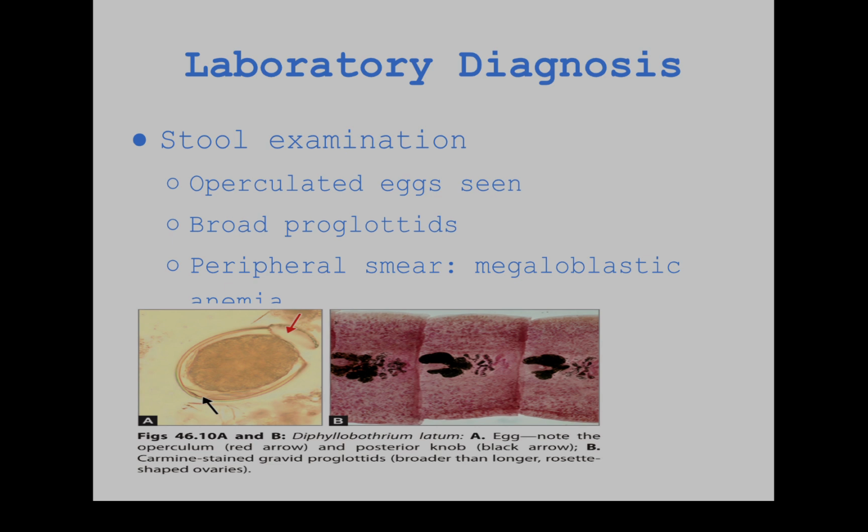You can see the operculated eggs in this diagram, and the red arrow shows the operculum, and there is a posterior knob opposite to that operculum, shown by the black arrow. We can see gravid proglottids, which are broader than long, and in those proglottids you can see rosette shaped ovaries. So now you have understood the morphology of the egg and also the proglottids.